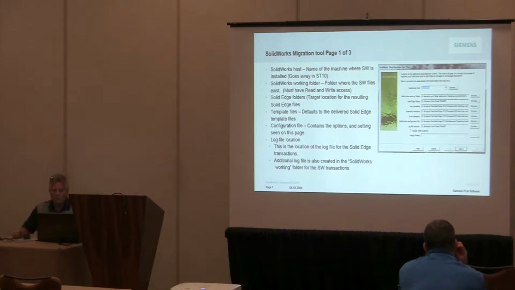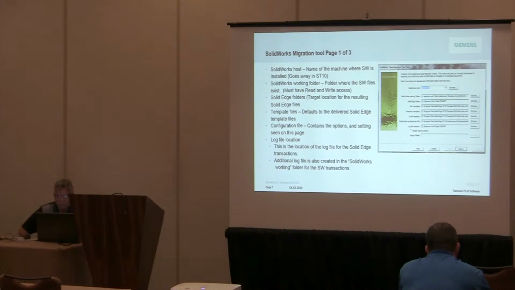And then you have the SolidWorks working folder. That's the folder in which we find all the SolidWorks files. From that folder right there, we're going to present you a list of all the files in that folder, and those are the files that you can migrate. Now again, you could have a top-level assembly file in that folder, and as long as SolidWorks can resolve all the links, then the part files can be in any other folder on the system. Again, SolidWorks has to resolve those links.